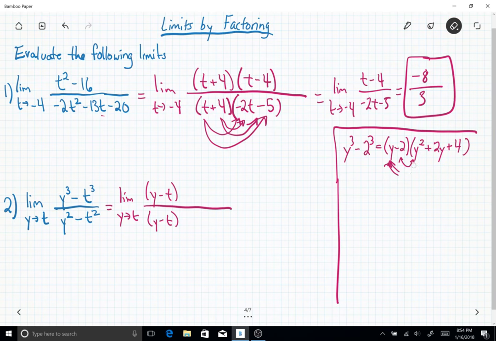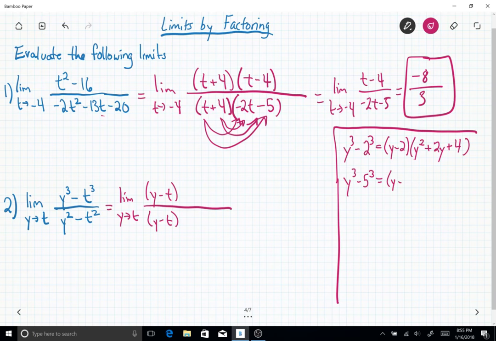And so let's see if we can generalize this a little bit more, or do another example first maybe. So let's say we had y cubed minus 5 cubed. Notice 5 would be a value that would give us a 0. It's an equal sign, don't let your eyes fool you there.